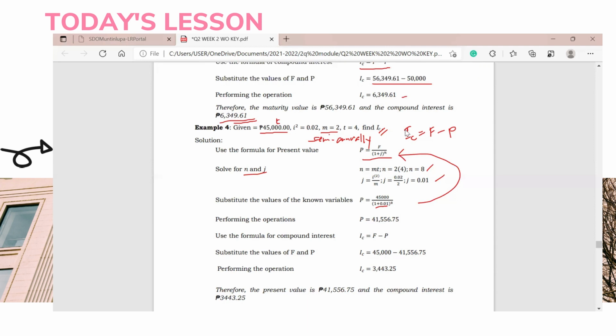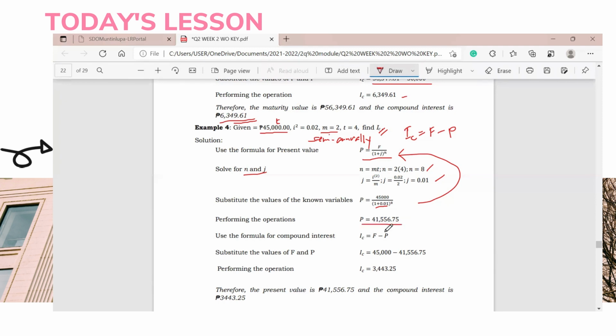Ayan. So, meron akong sagot dito na 1.082856706. So, without doing anything, I will just divide 45,000 by it. Gagawin ko sa calculator ko, 45,000 divided by the answer. So, ang sagot ko ay 41,556.745. Lagi tayong magra-round off into the nearest centavo. So, principal amount is 41,556 pesos and 75 centavo.